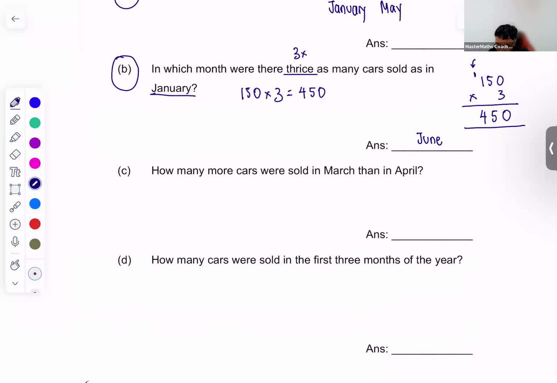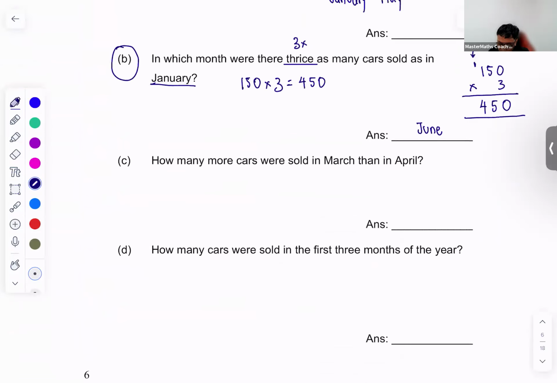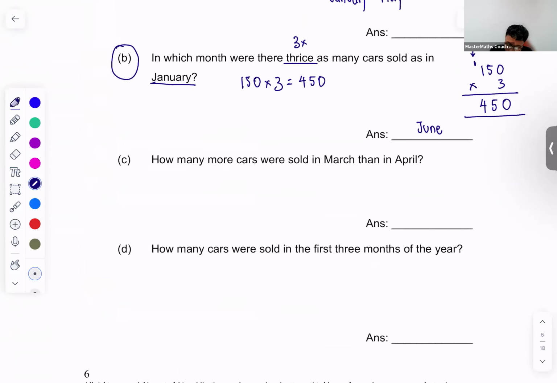Okay, so let's try. Can you help me try question C and question D? Okay, thank you.